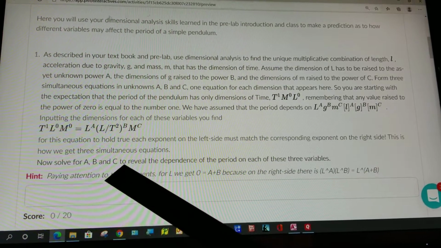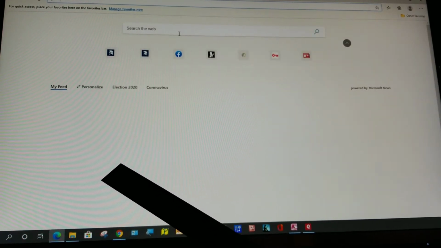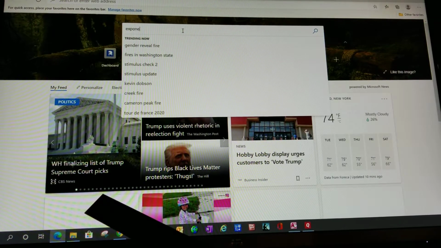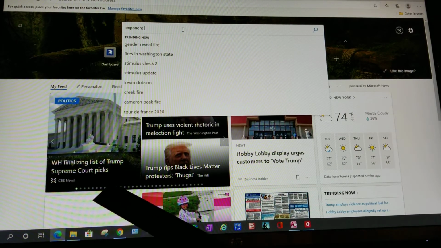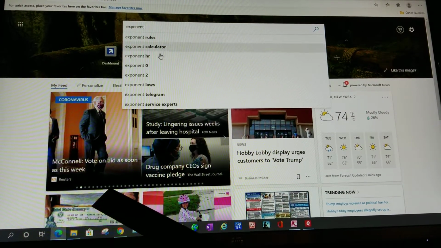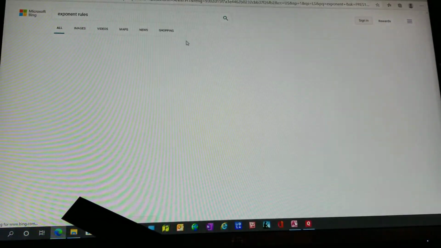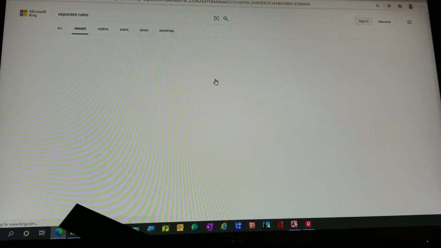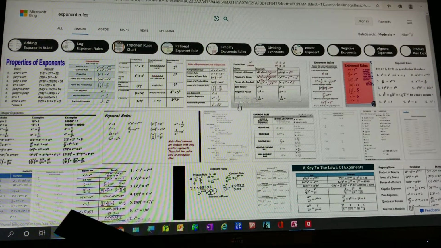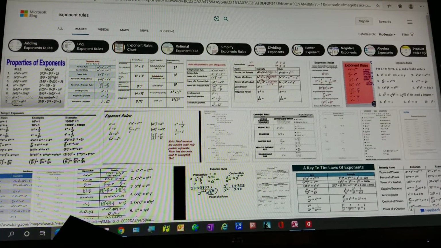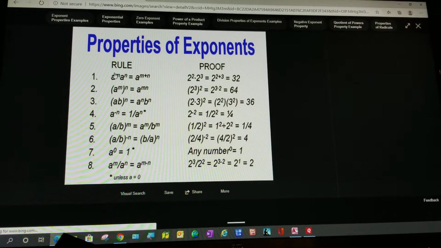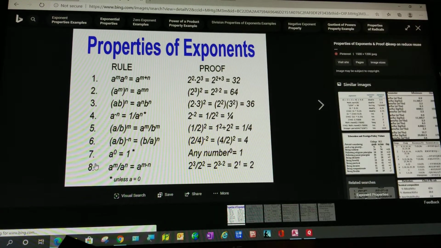I would suggest also, I should have already brought this up, but you can go online and you can Google stuff like exponent rules or something. Let's see, rules. You can find things that will help, properties of exponents. Okay, there's one. There's a nice one. Things like this I would print out, things that are helpful, because you might be a little rusty on these things. So here's some rules. These things can be very helpful.